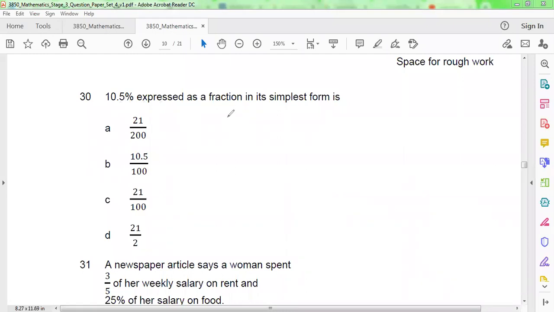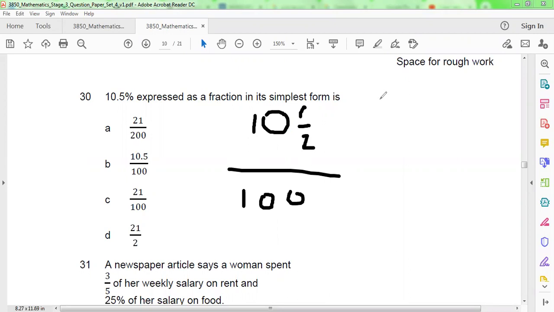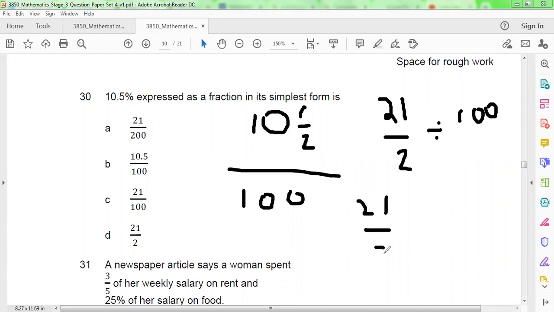So 10.5% as a fraction. So 10.5% is actually 10.5 over 100, not true? Yeah. But 10.5 is actually 21 over 2, divided by 100. All right? So we say 21 over 2. Change the division to what? Multiplication. Reciprocate that. So we end up with, well, nothing here can cancel. So we end up with 21. 21 times 1 is 21. 2 times 100 is what? 200. So we end up with 21 over 200.